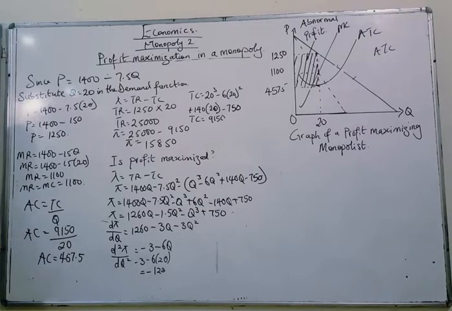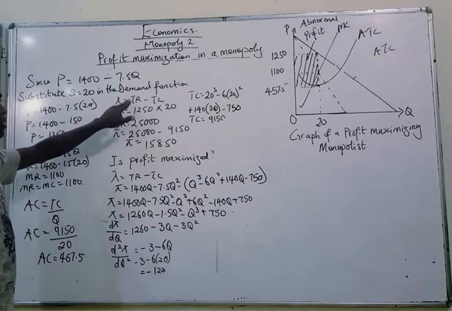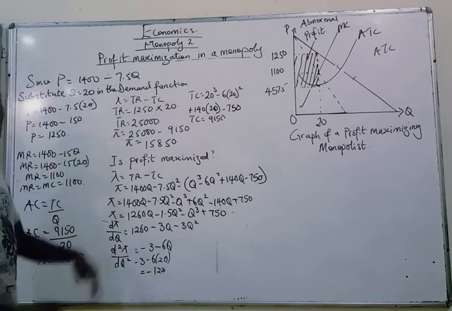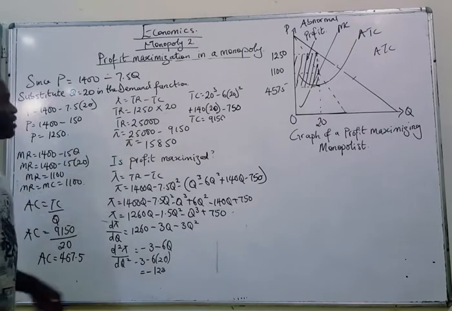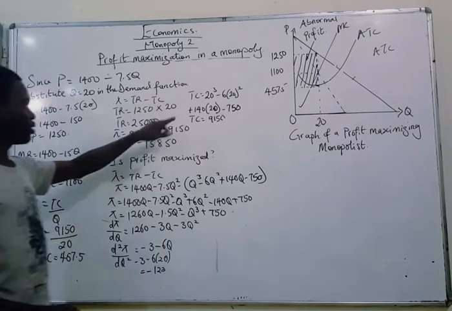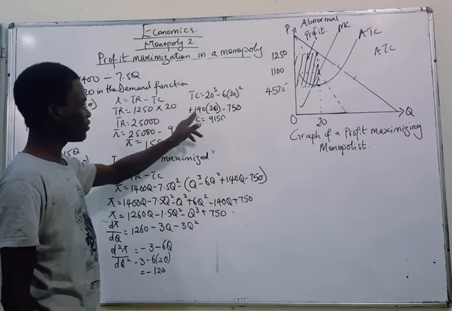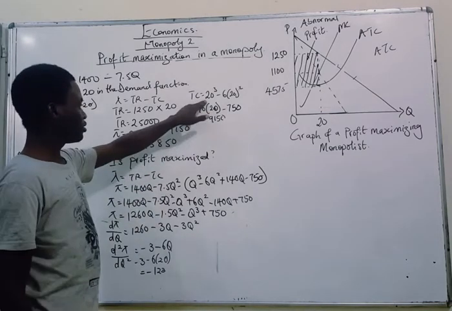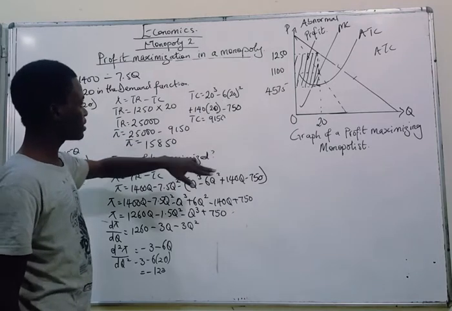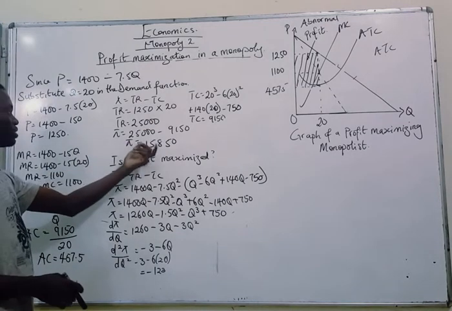Okay. Then the next thing is to calculate the profit that is made at that particular quantity. So profit is given as total revenue minus total cost. So what is total revenue? It is simply price multiplied by quantity, which is 1,250 times 20, and that will give us 25,000. Now what is total cost? Using the total cost function, which is 20Q minus 6Q squared plus 142Q minus 750, we just substitute 20 into it, and that gives us 9,150. So profit in this case is now TR minus TC, which is 15,008.